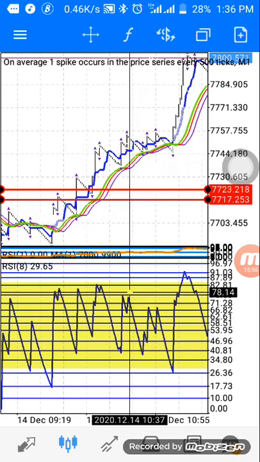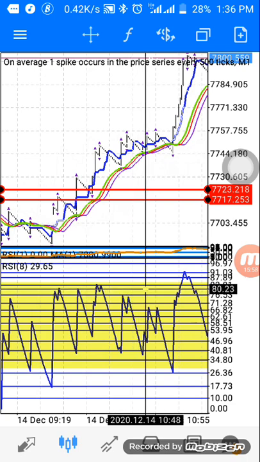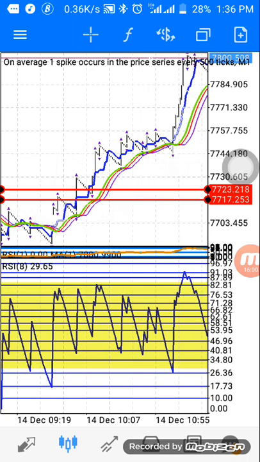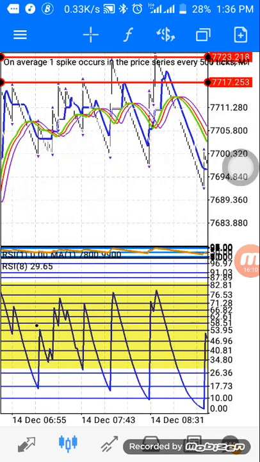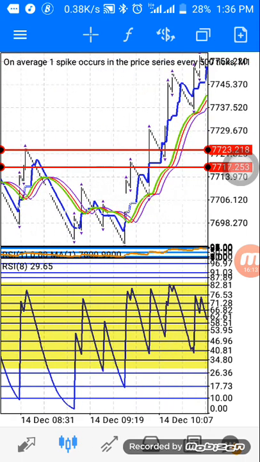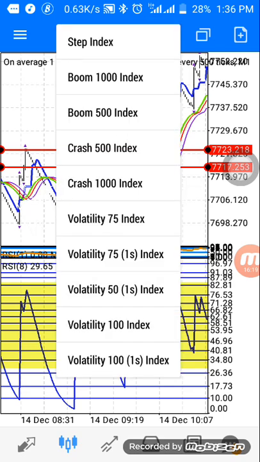Okay, so that is why you should always look out for a spiking market and take more look at these levels I used yellow to cover. They are areas where your look should be. Okay, let me look out for Crash 500 or Crash 1000 or any of the indices.